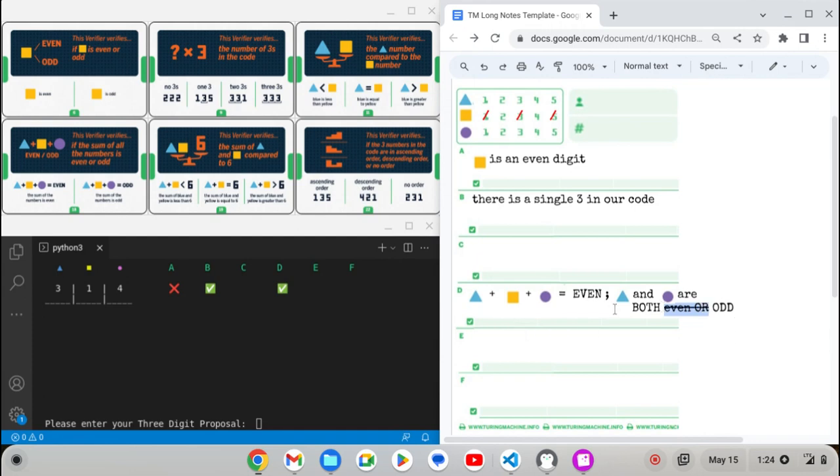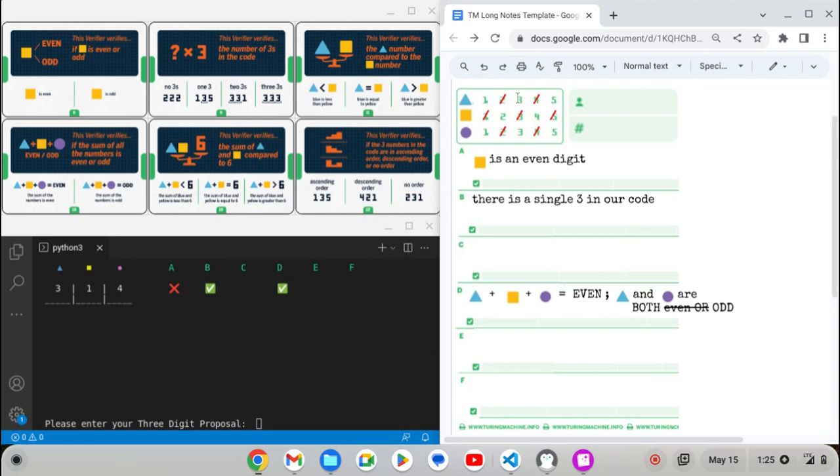Okay, so yes, we know triangle and circle are both odd, since we do have that 3. So that means in my triangle, I'm going to get rid of the 2 evens. I'm going to cross out the 2, and I'm going to cross out the 4, and I'm going to do the same for circle. So cross out the 2 and cross out the 4.